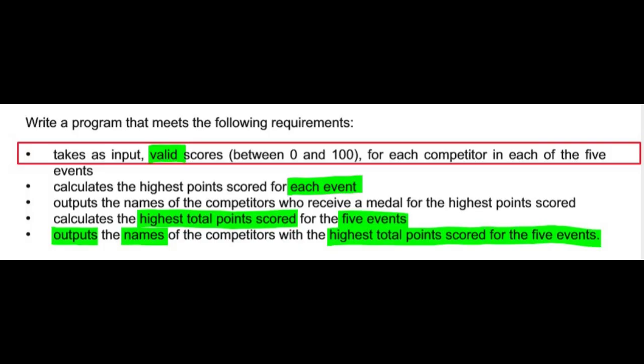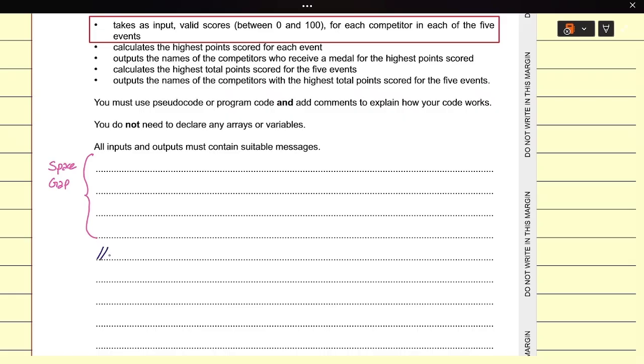So let's see. Requirement number 1 takes an input. We need to validate the score. So we have to do a validation check so that the scores are between 0 and 100 for each competitor in each of the 5 events. So here we have to use a nested for loop. First we're going to take one competitor and then make the user enter his score for 5 of the events. Let's do that first. This is the first requirement, and in here we are going to apply a nested loop to populate the 2D array.